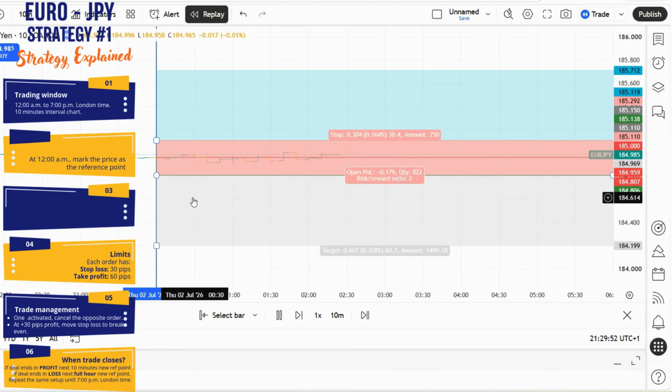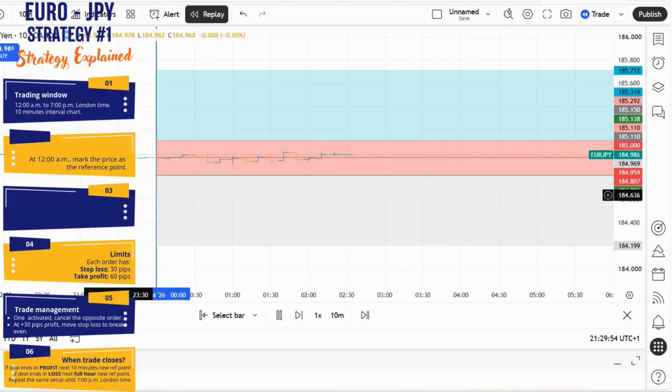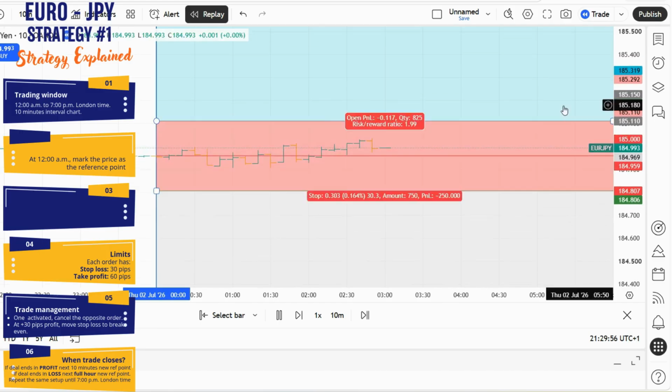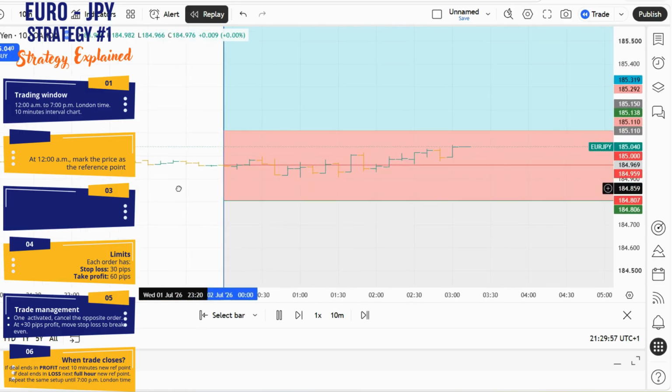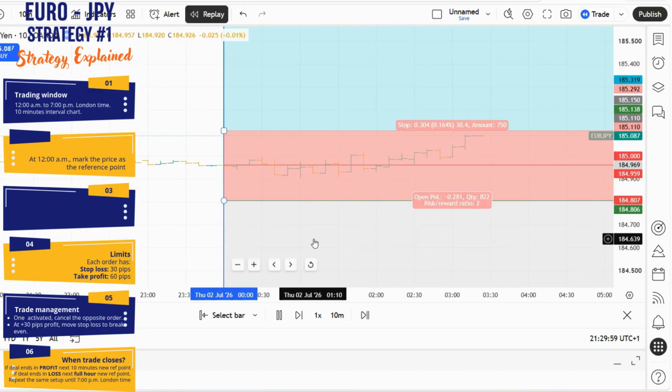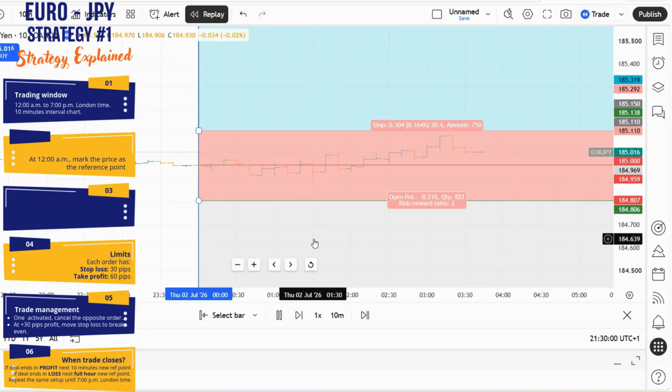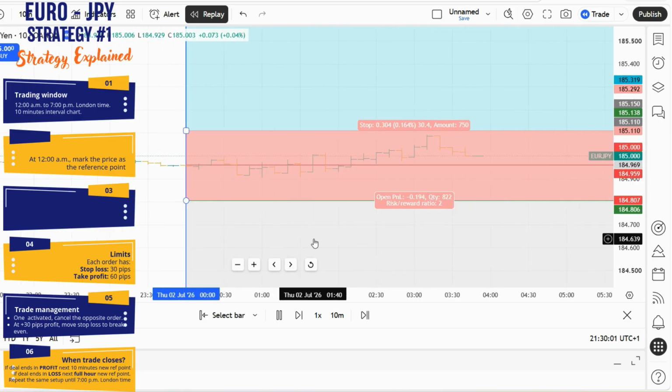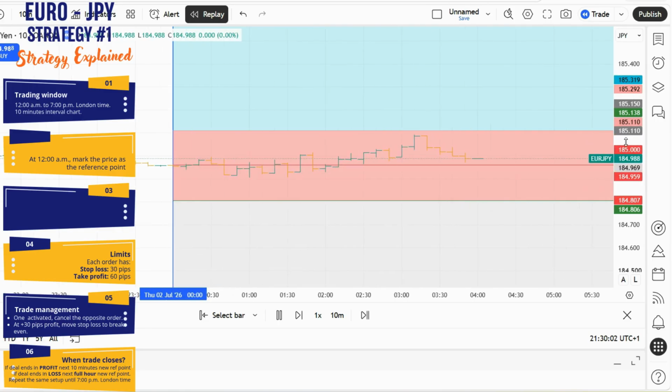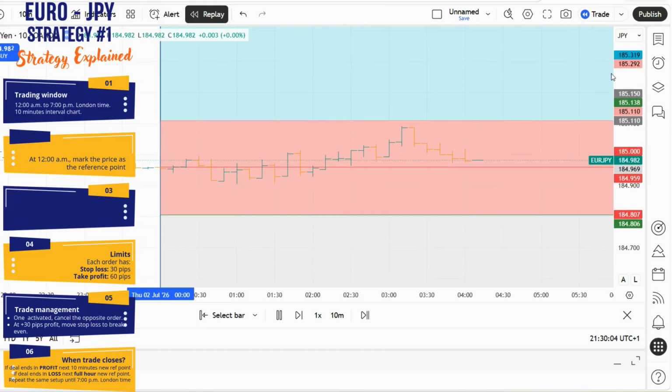The same process is repeated throughout the session until the trading window ends at 7 p.m. London time. The rules remain unchanged, regardless of whether the previous trade was profitable, unsuccessful, or closed at break-even. Now we move to the chart for the 2nd of July, which represents day 2 of our strategy test.